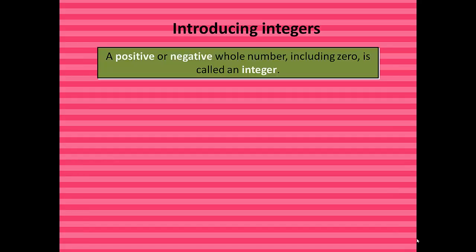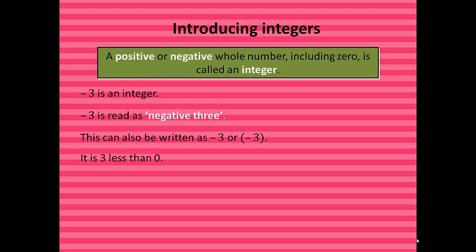So let's review this concept of integers just a little bit. A positive or negative whole number, including 0, is called an integer. So this number, -3, is read as negative 3. -3 is an integer. It can also be written with or without the parentheses. Most often you will see it without. It is 3 spaces less than 0. So it is technically 0 minus 3, which would give us -3.